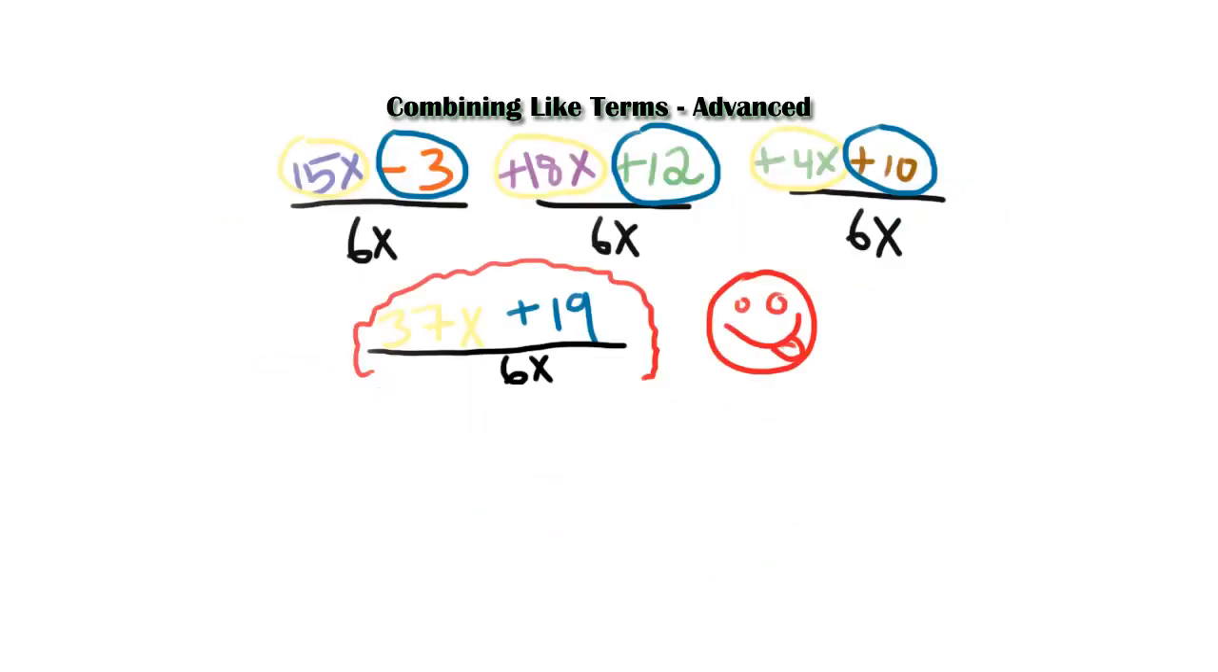Okay, so the answer got cut off a little bit, so I brought the page up. So now you can see the final answer again. It's (37x + 19)/(6x), okay?